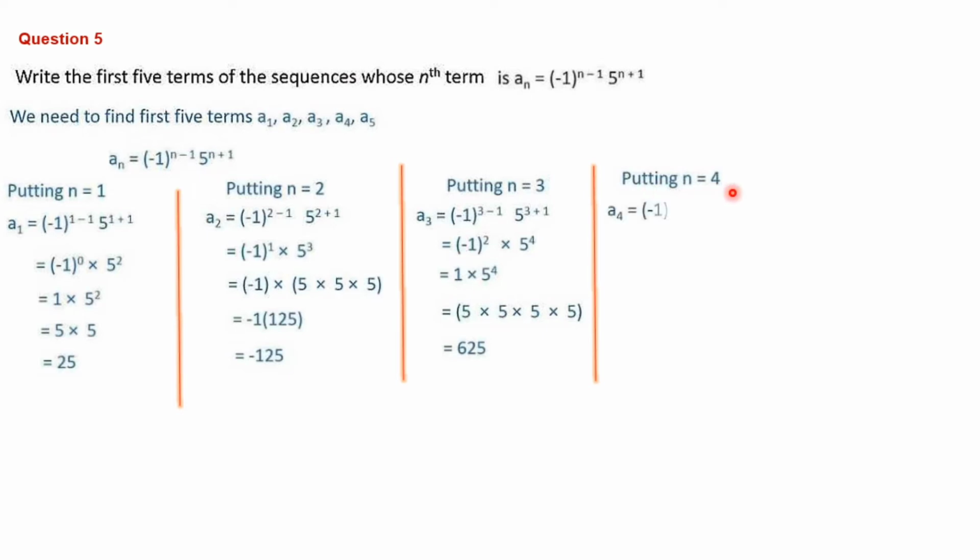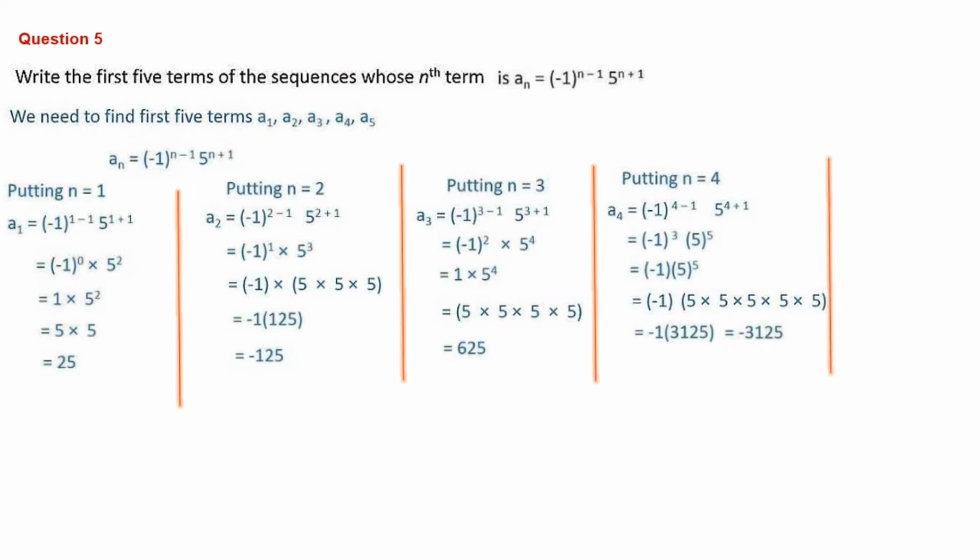Putting n is equal to 4, that means a4 is equal to minus 1 the whole power 4 minus 1 into 5 power 4 plus 1. It's written minus 1 the whole power 4 minus 1 is 3 into 5 power 5. Minus 1 the whole power 3, that is power is an odd number, so it is negative 1. So minus 1 into 5 power 5, multiplying 5 5 times, we will be getting 3125. There is a minus sign outside, so minus 3125. Please multiply and write, please do not copy.